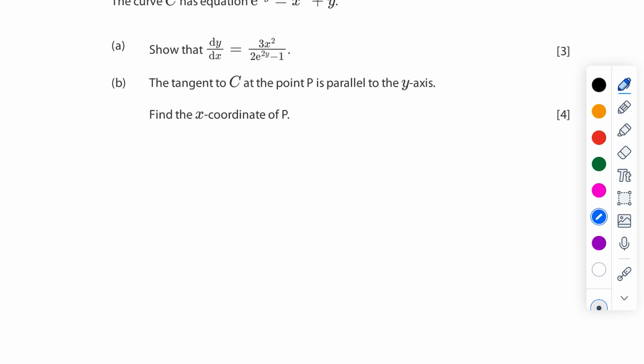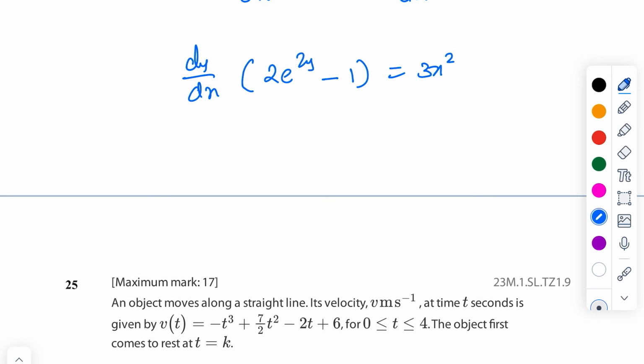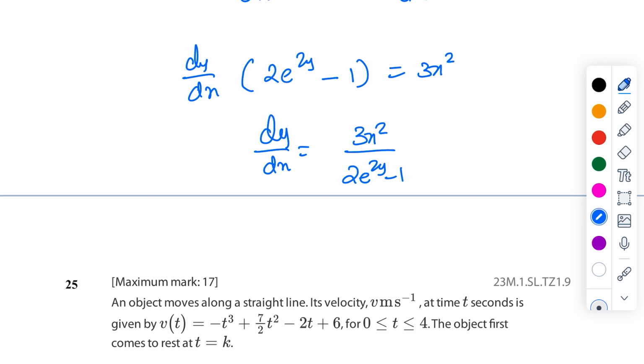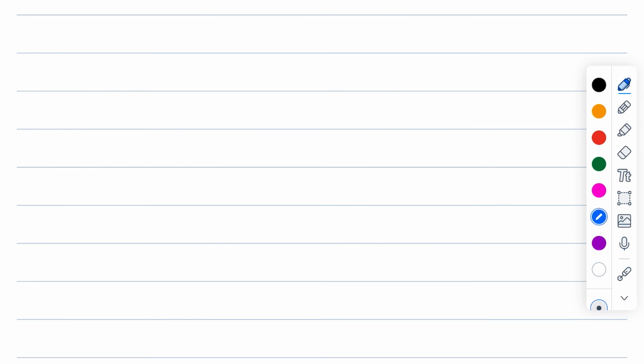Now question number 24. e power 2y equals x cube plus y. So the derivative of e power 2y is 2 e power 2y dy by dx, equal to the derivative of x cube, 3x square, plus the derivative of y, dy by dx. So taking dy by dx common, (2 e power 2y minus 1) dy by dx equals 3x square. So dy by dx equals 3x square upon 2 e power 2y minus 1. That is dy by dx.